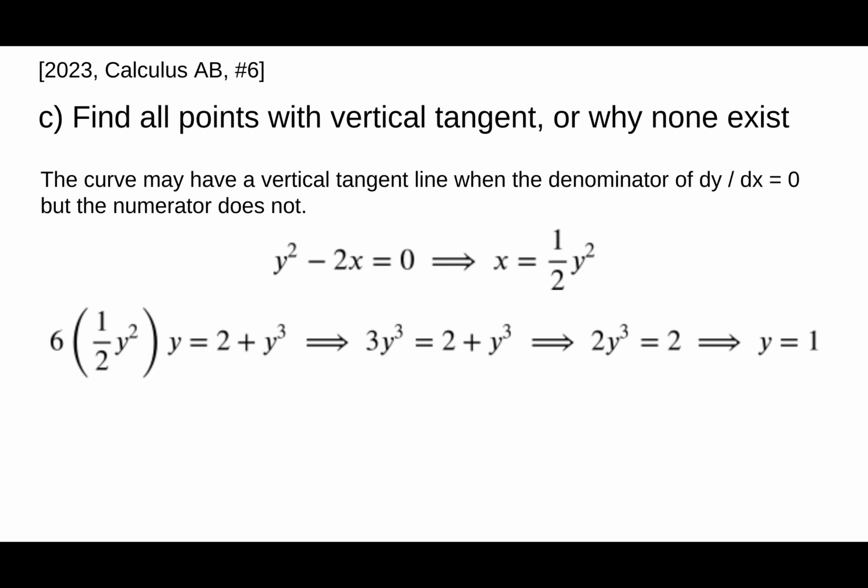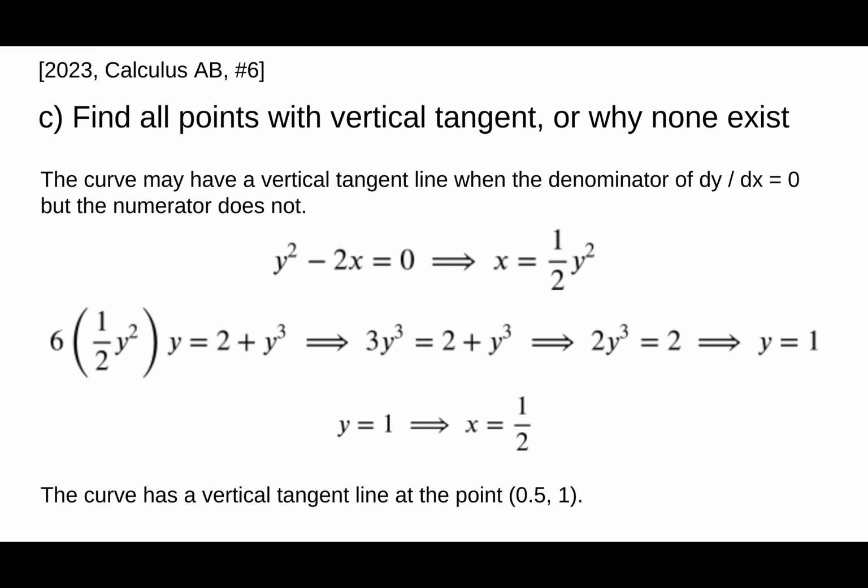That implies that 3y cubed is equal to 2 plus y cubed. If I subtract a y cubed from both sides, we get 2y cubed equals 2, which means y cubed is equal to 1, which means that y is equal to 1. Okay, so if y is equal to 1 and x is 1/2 y squared, then x is equal to 1/2. So on this curve, there should be a vertical tangent line at the point (1/2, 1).